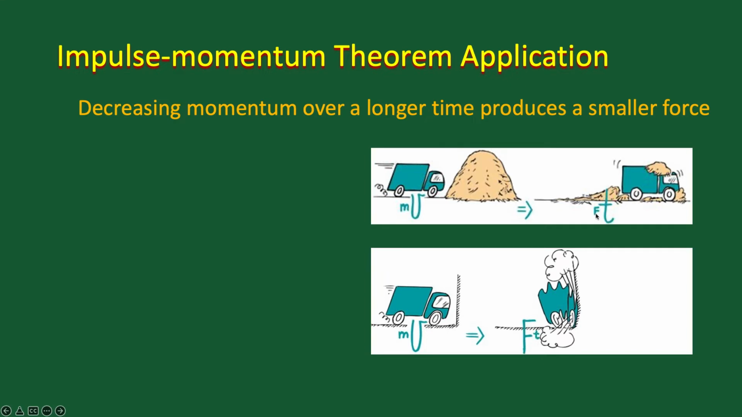When you apply smaller force on the haystack, it will also provide smaller force back on the vehicle from Newton's third law. So you get equal and opposite force from the haystack. So we can say that decreasing momentum over a longer time produces a smaller force.